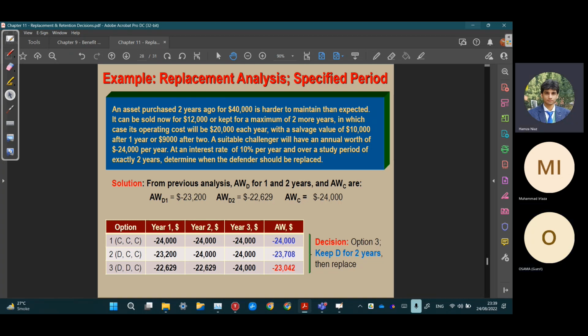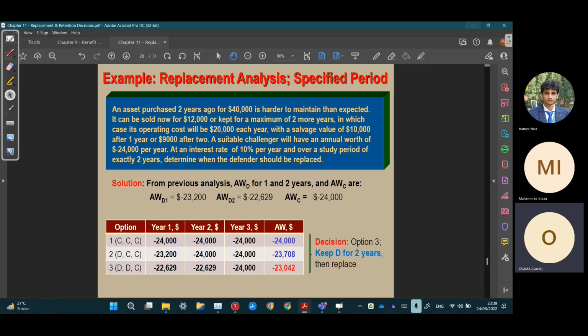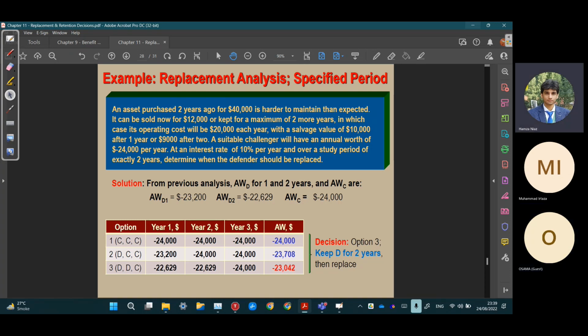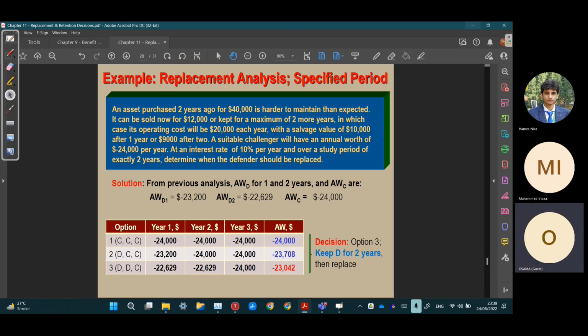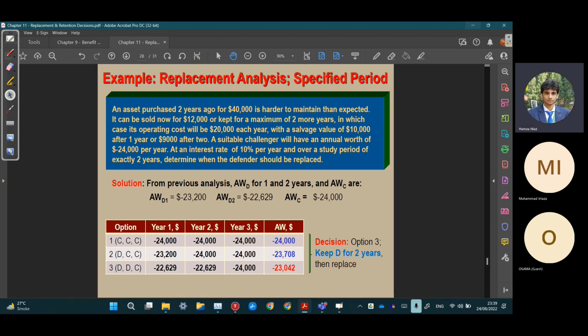22,629 times 2 plus 24,000 divided by... Almost the same. Okay. Divided by 3, not 2, because there are 3 values. Yeah. 20,000 plus 24,000 times 2. So 23,733 was the second one. So that's almost fine. So this is how we can get this value.